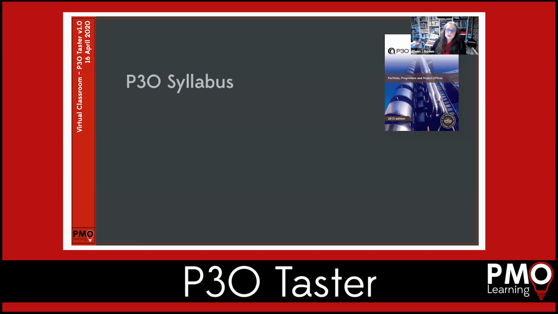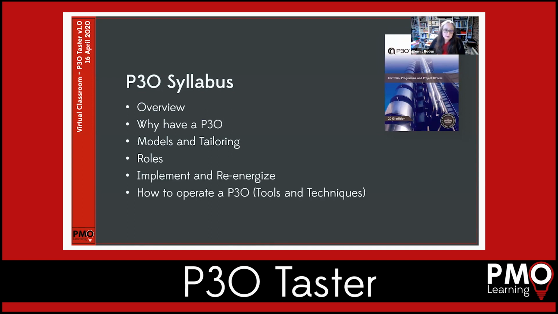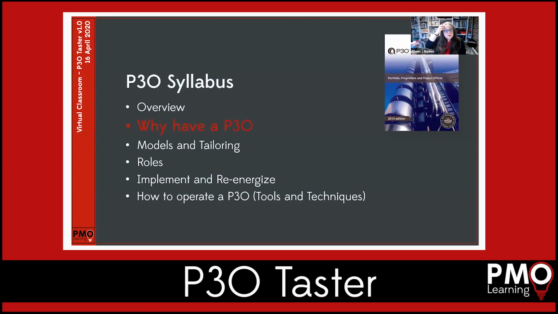In terms of the P3O syllabus, that has 6 different elements. What we're going to do is pick one bit from the section called Why Have a P3O. The reason this is a really important part of the text is that we are constantly challenged: how do you add value as a PMO? What do you do for your organisation? Are you worth the money? Do you not think it would be easier if you weren't here telling us what to do?